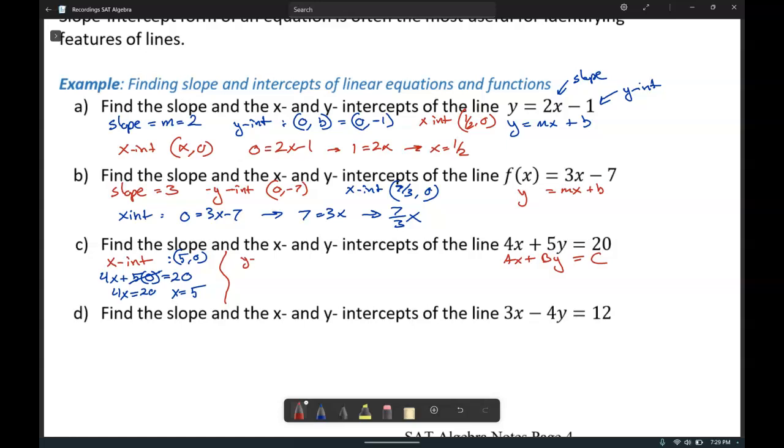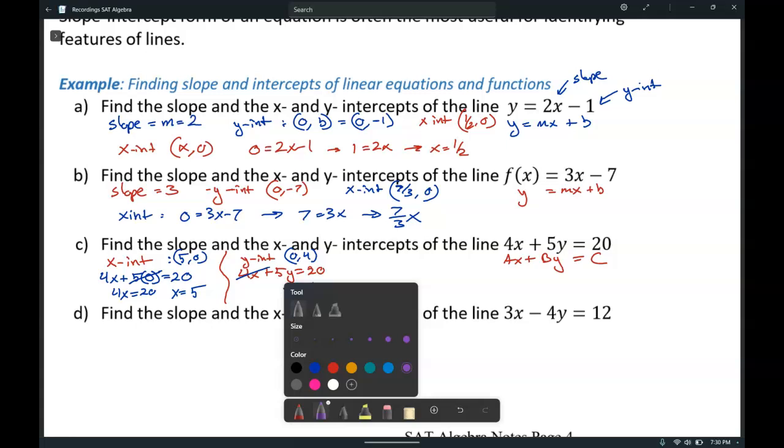The y-intercept is going to follow the same trend. But instead of canceling out the y term in 4x plus 5y equals 20, we're actually going to cancel out the x term, leaving us with 5y equals 20. So when we divide both sides by 5, we end up with y equals 4. So we have our y-intercept of 0, 4. The x and y-intercepts are really quickly defined when we're given an equation in standard form.